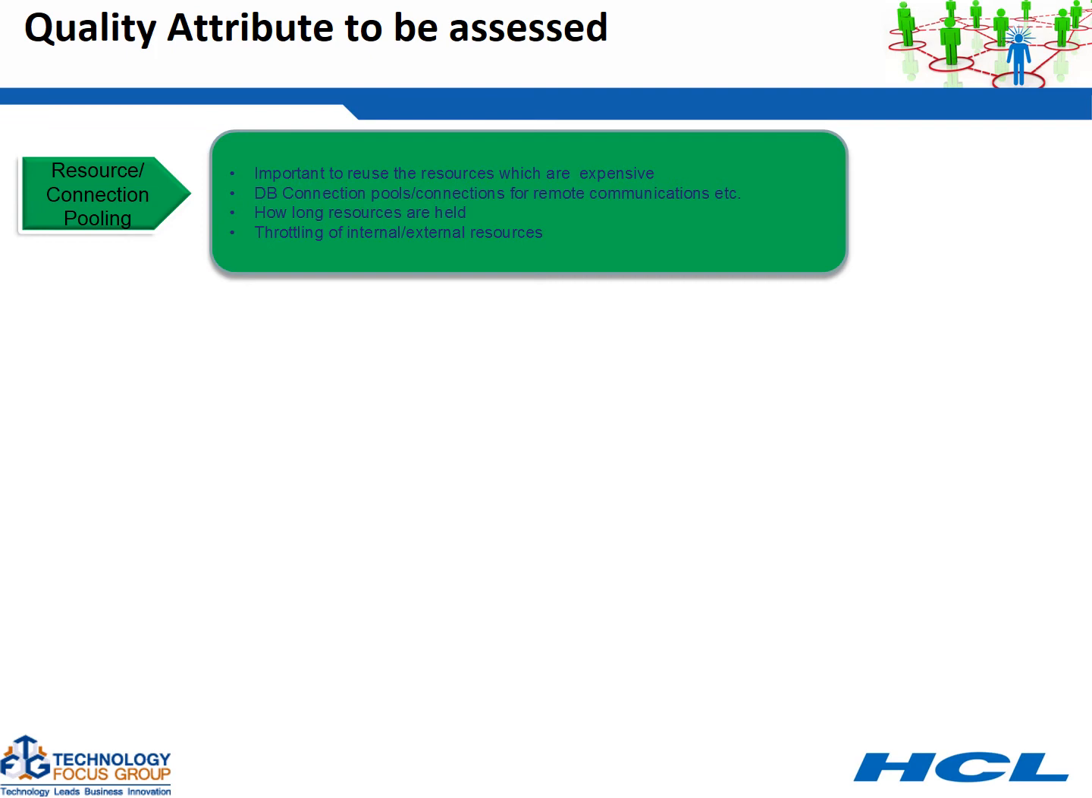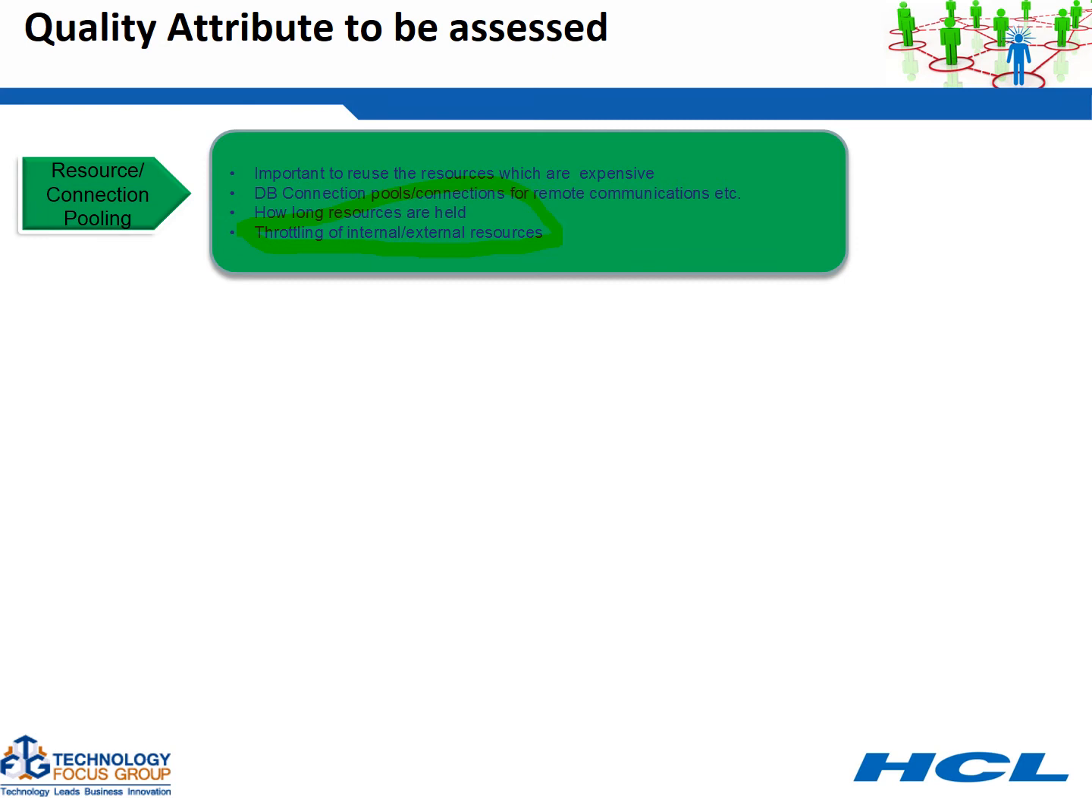So it is important to reuse the resources which are expensive in terms of resource consumption or time needed to create new connections or new resources. So always try to reuse those. Make sure that your architecture and your design promotes this reuse. For example, DB connection pools, connections for remote communication, etc. Such examples. And also keep an eye on how long resources are held. For example, if these are expensive resources, make sure that you release them as soon as possible instead of waiting for the complete use case or complete transaction to be executed. Make sure those are freed as early as possible.